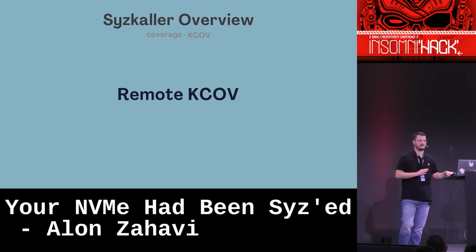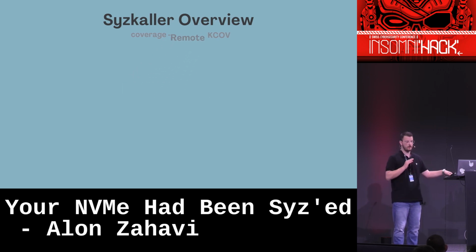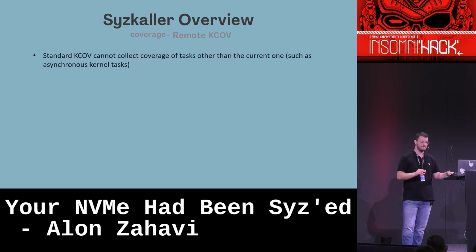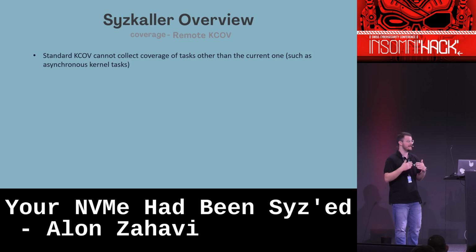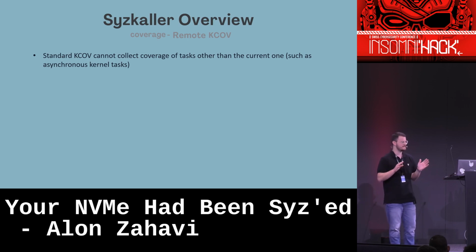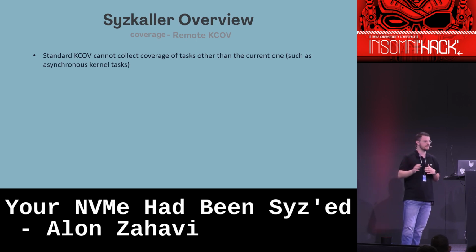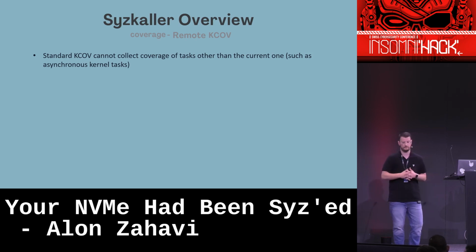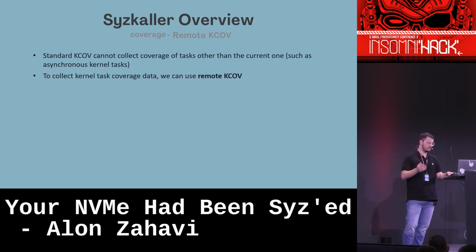But we have a problem with kcov. Kcov can only collect data for current running tasks. That means that if we send and execute an input, the syscall handler will know to collect the coverage data. But if this syscall handler sent some of the data for parsing in another kernel task, we won't be able to collect the coverage for that code. For that, we have remote kcov that knows how to do such.